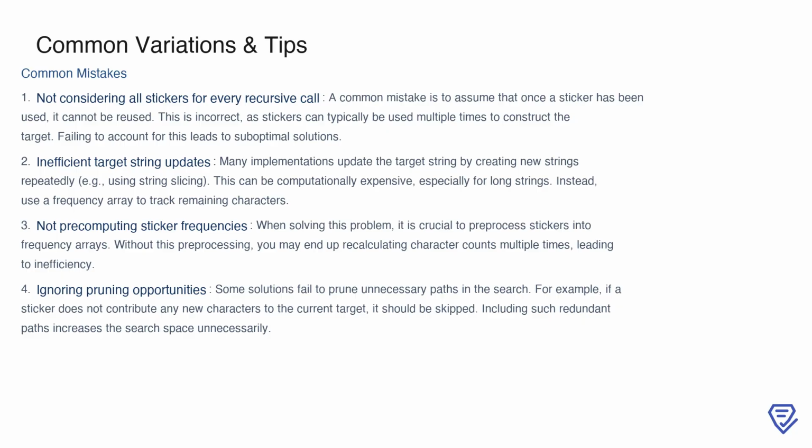Next, inefficiently updating the target string is another pitfall. Many implementations create new strings repeatedly, which can be computationally expensive, especially for longer targets. Instead, using a frequency array to track the remaining characters is much more efficient. Another key step is pre-computing the frequency arrays for stickers. Without this pre-processing, you may find yourself recalculating character counts repeatedly, which wastes time.